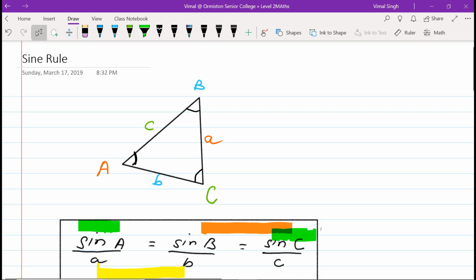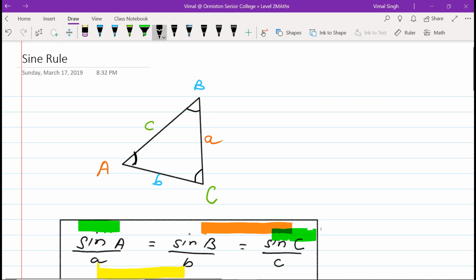Okay, I am going to talk to you about the sine rule today. You will notice that I have a triangle which is already drawn, and the vertices are labeled A, B, and C in uppercase letters, and the letters are in different colors. So the angles are labeled as the uppercase letters A, B, and C.